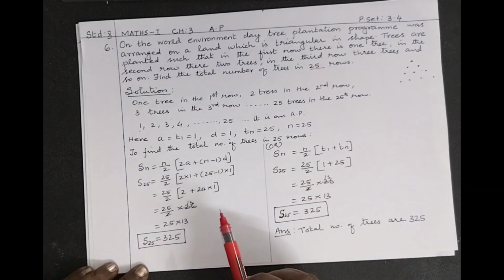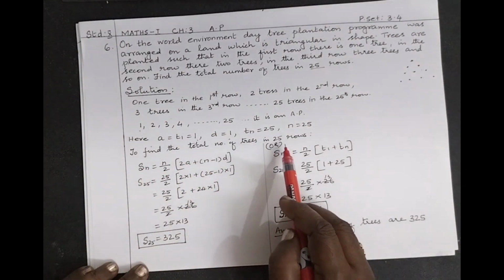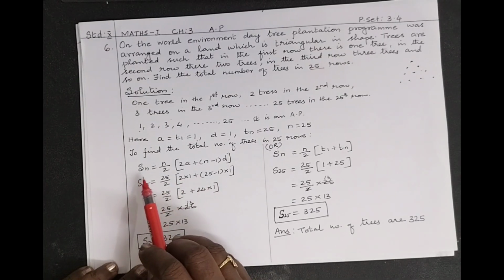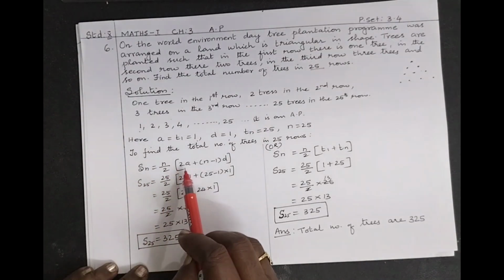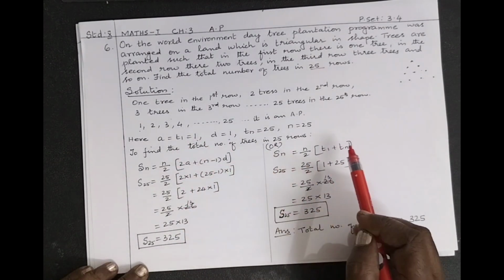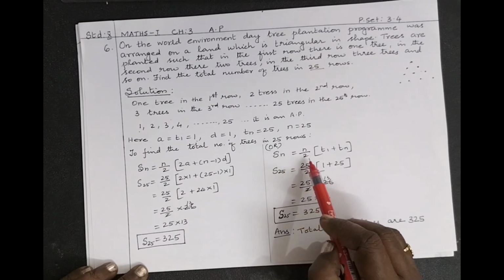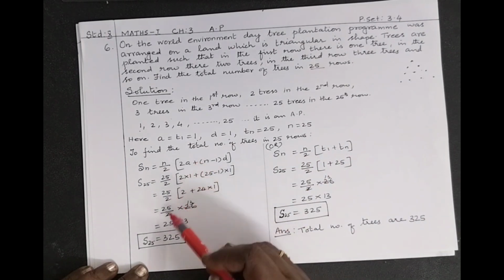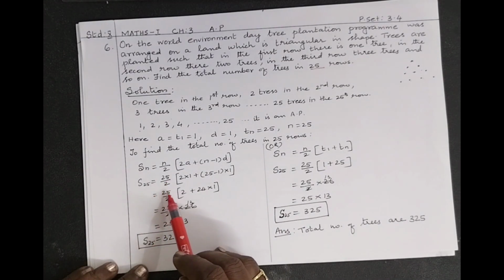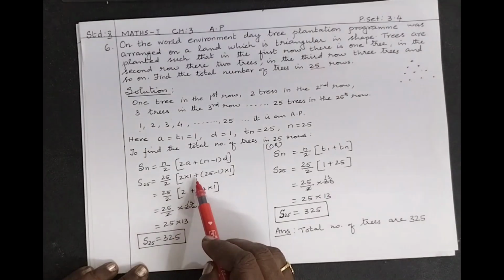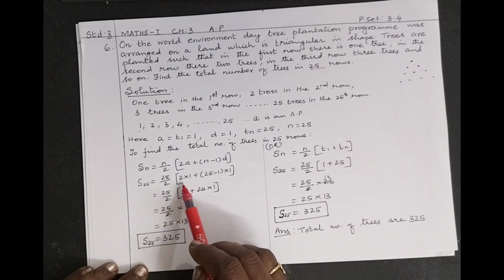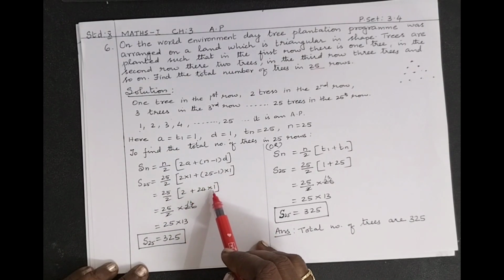Given, that is 25. Now, to find the total number of trees in 25 rows, we can use both the formulas. So, Sn equal to n by 2 into 2a plus n minus 1 into d, or, since we know the first term and the last term, we can use Sn equal to n upon 2 into T1 plus Tn. First, let us use this formula. So, substitute the values. S25 equal to 25 upon 2 into 2 into 1 plus 25 minus 1 into 1.